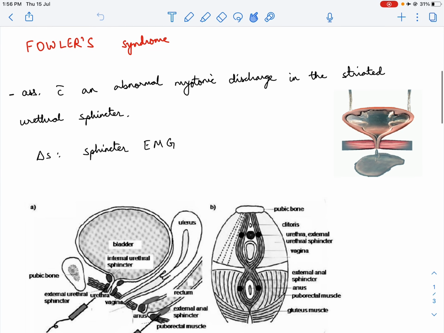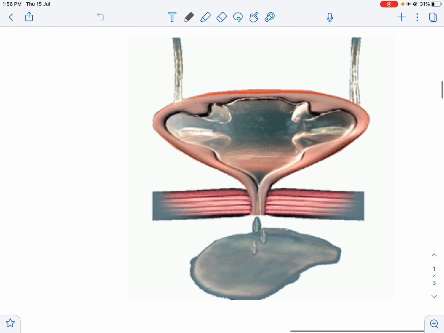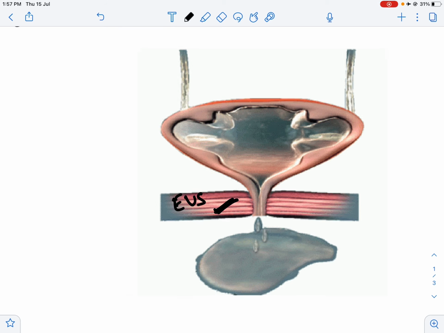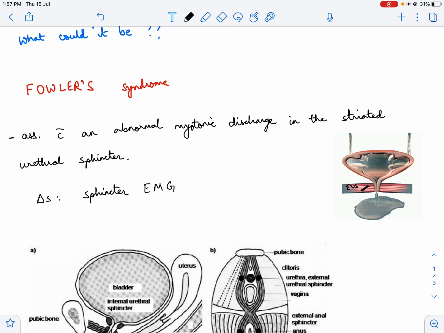In Fowler syndrome, there is an abnormal myotonic discharge in the striated urethral sphincter. If you look at this diagram, this is the bladder and this is the external urethral sphincter, and there is an abnormal myotonic discharge associated with this external urethral sphincter. This external urethral sphincter is a striated urethral sphincter.